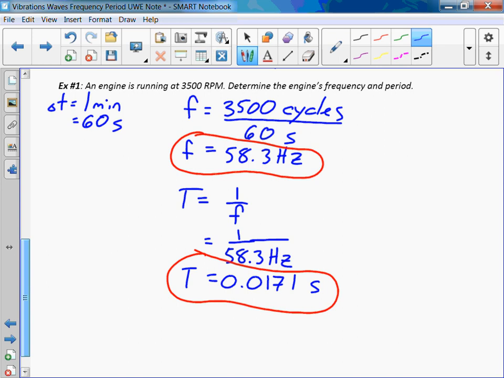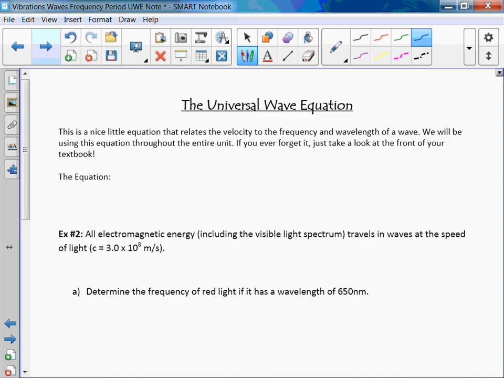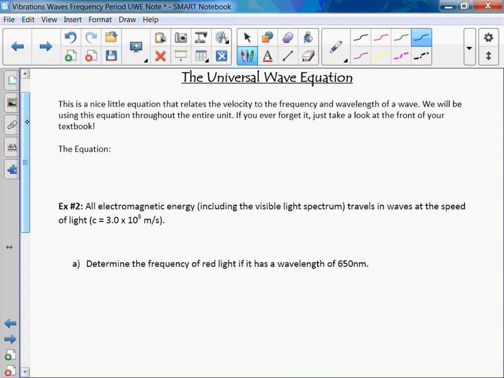Okay, and we'll move on to the universal wave equation. This is going to be the equation that relates the velocity of a wave to its frequency and its wavelength. All right, here we go.